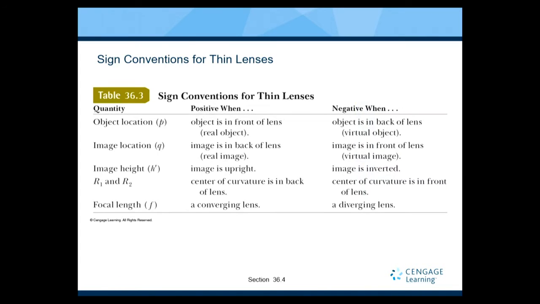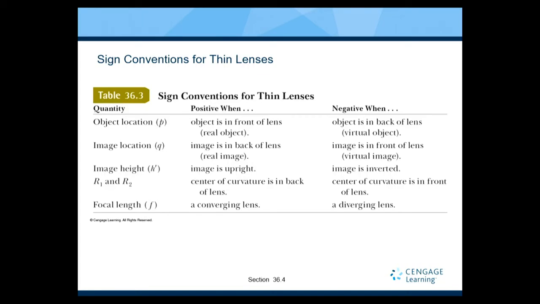So another way of looking at it is I'm going to be positive when the object is in front of the lens with a real object, and the object is in the back of the lens, it's going to be negative. If I get my image in the back of the lens, it's a real image. I'll actually be able to put a piece of paper there and actually see it. The image is in front of the lens, it's a virtual image. I still get my image heights. If I get that, it's going to be upright or inverted.